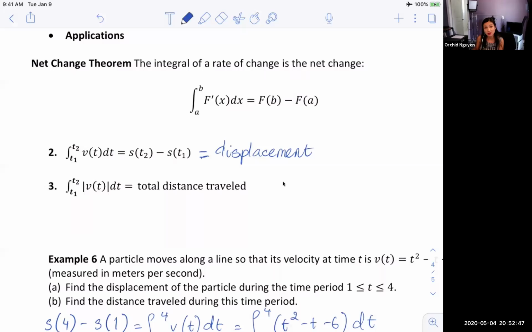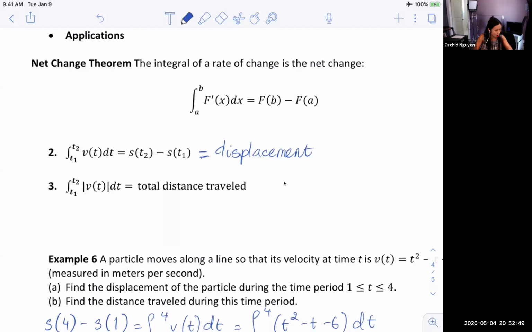So hi class, for this video, I want to talk about the application part of FTC2. So let me share the theorem with you. It's called the Net Change Theorem.